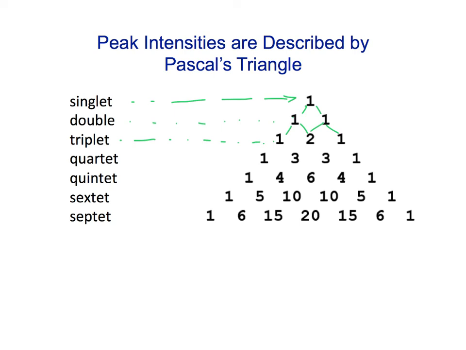If we have a quartet, remember we saw a quartet before, that's when we had a CH3 next door. We carry down the 1, we add the 1 and 2 together, we get a 3. We add this 2 and 1 together and get a 3, and we get a 1. So a quartet gives us 4 peaks in a 1-to-3-to-3-to-1 ratio. Okay? And we can carry it on down.